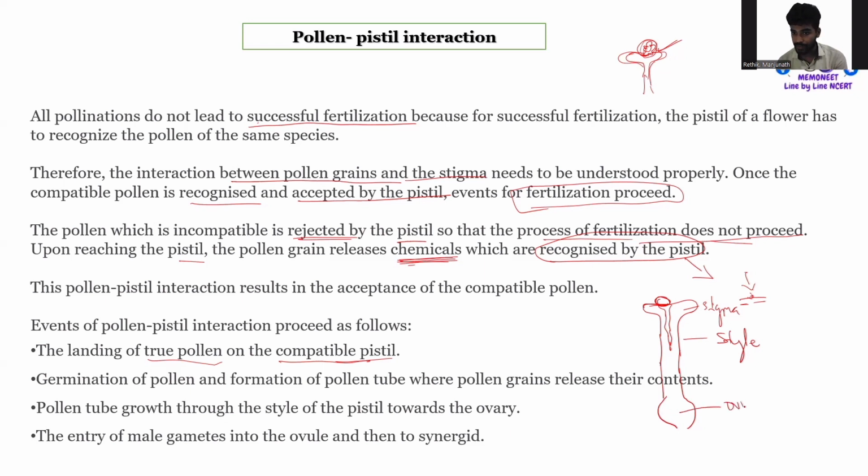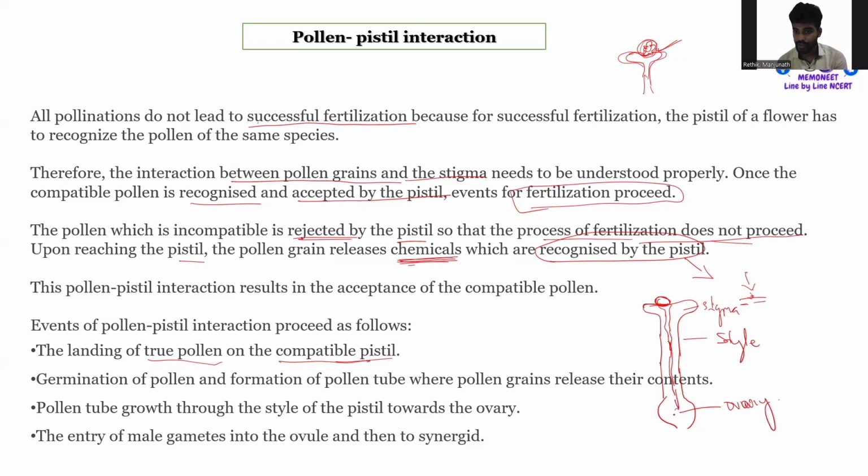Ovule, sorry, ovary, right? You are going to find the ovary. So obviously what happens, the pollen tube starts growing towards the ovary and reaches the ovary. Now the pollen grain is going to release its male gametes through the style, through this pollen tube, and it reaches into the ovule.